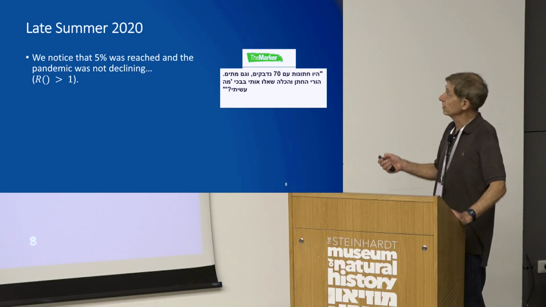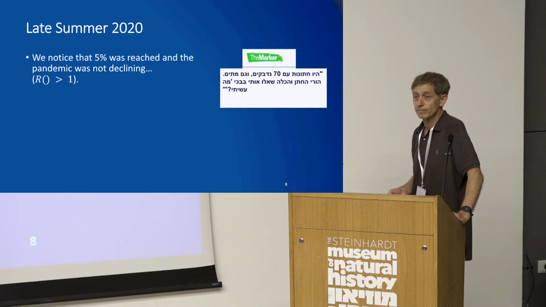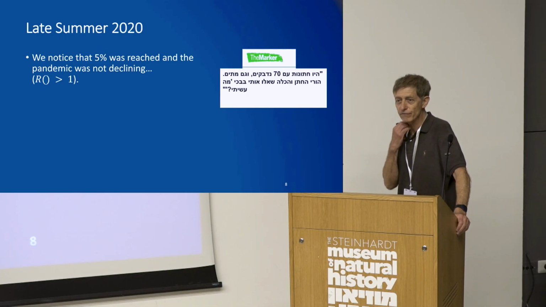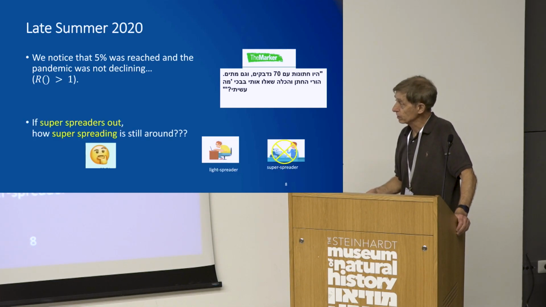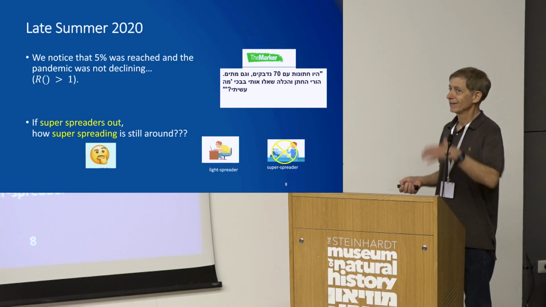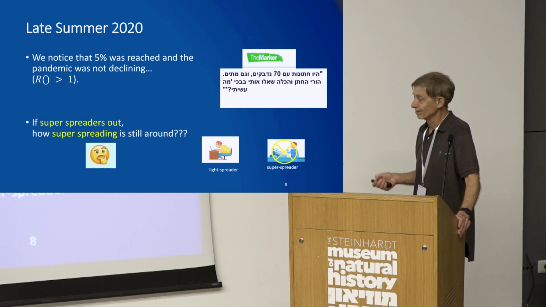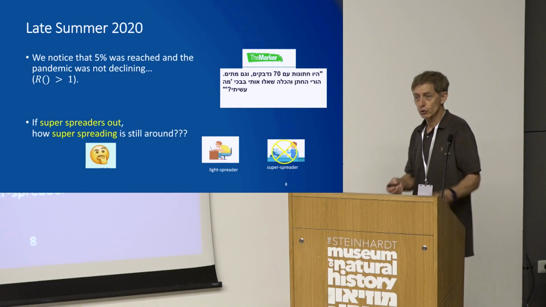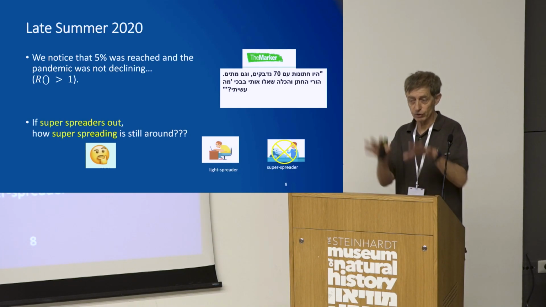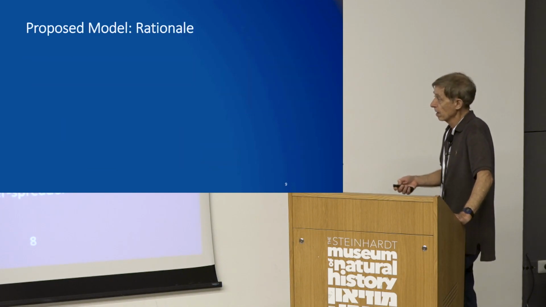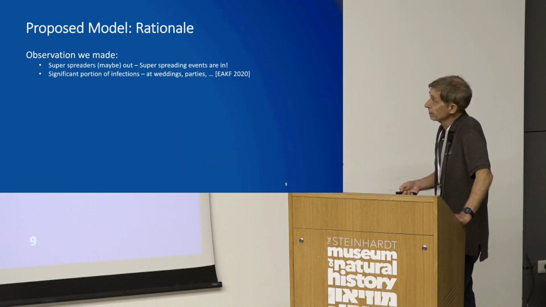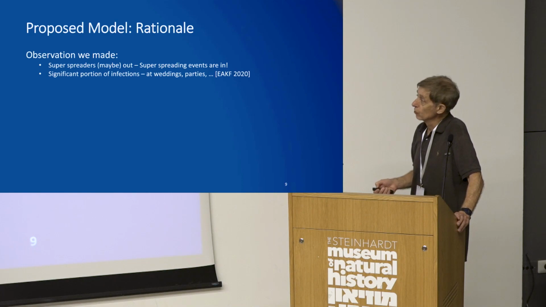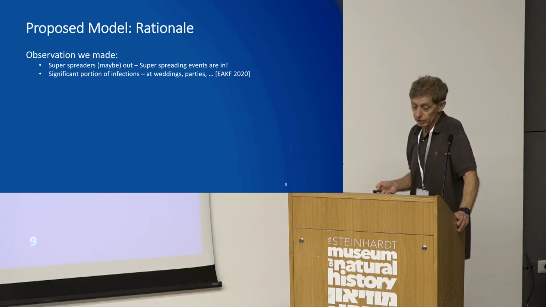On the other hand, we see news that looks like this. There are a lot of infections happening in weddings and events. I call it the wedding wave. And we ask what's happening. How come the theory says the super spreaders are out of the game, but we still see a lot of super spreading? So super spreaders are out, but there's a lot of super spreading. And we try to put these two things into a model. The rationale for the model that we came up with was these two observations. Super spreaders are out, but they're still super spreading.